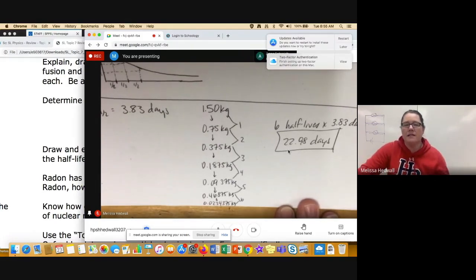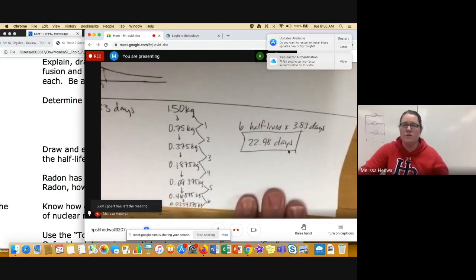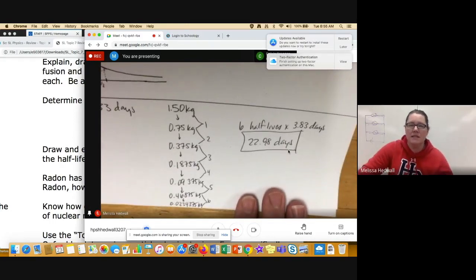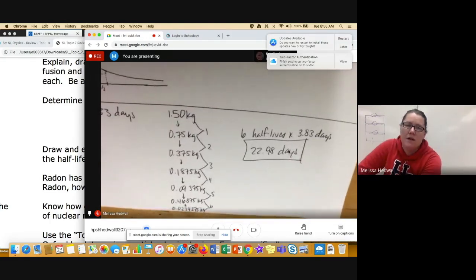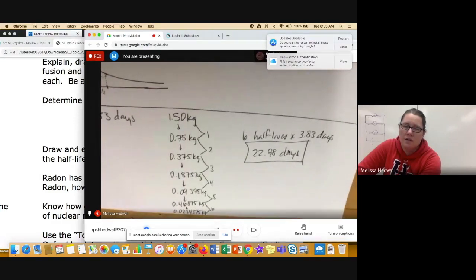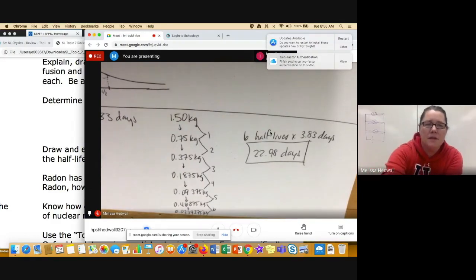And in order to get to that time, we have 6 half-lives that have taken place. Because we have 6 half-lives and each one is 3.83 days, we can multiply those two to get our total time that it takes to get down there. And that's what I'm talking about with the idea of kind of conceptually being able to work it through and knowing how to work through by literally with your calculator, divided by 2, divided by 2, divided by 2, and counting those half-lives as you go. Any questions on that?